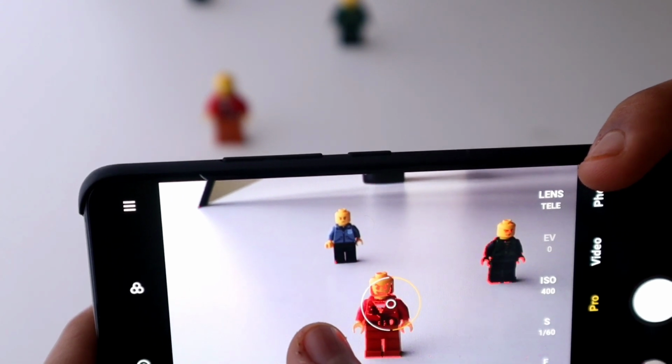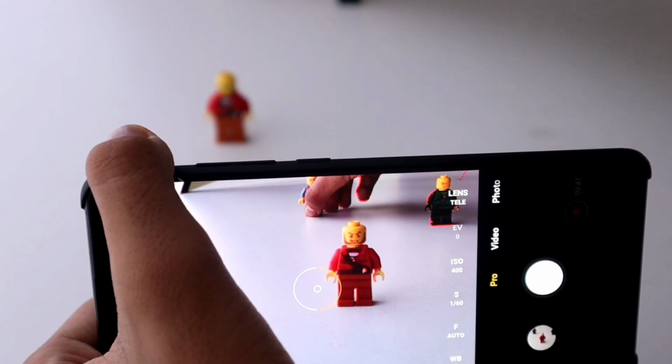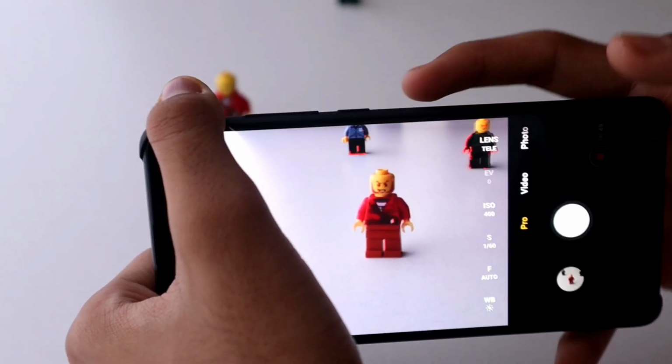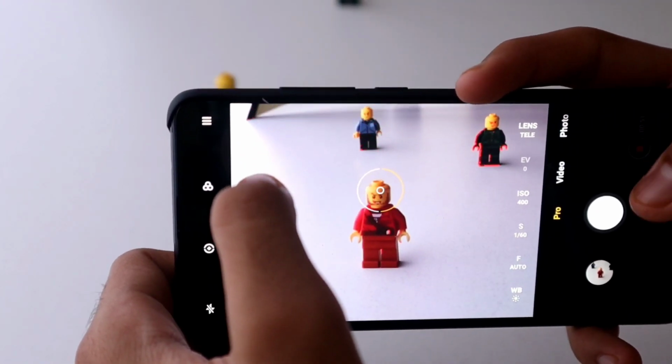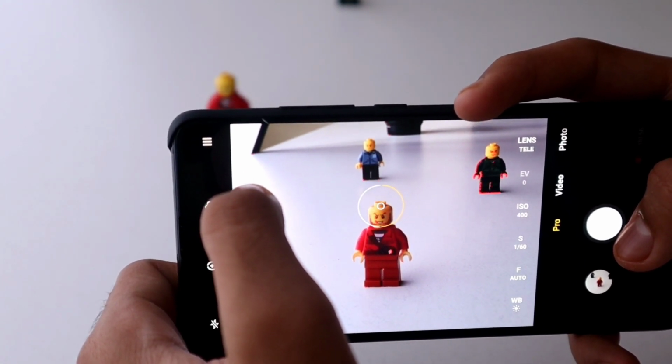You can also control it by physically moving the subject away from the background. As you can see, I moved the red figure quite closer toward the camera, and now the background is farther away, and you can see the background is much more blurred than it was when the subject was near the background.